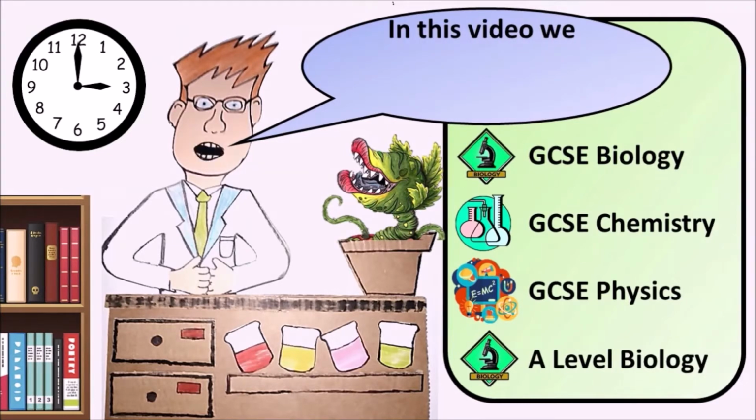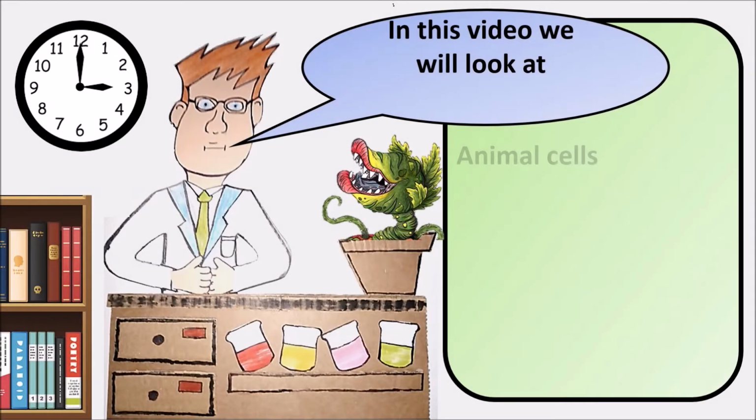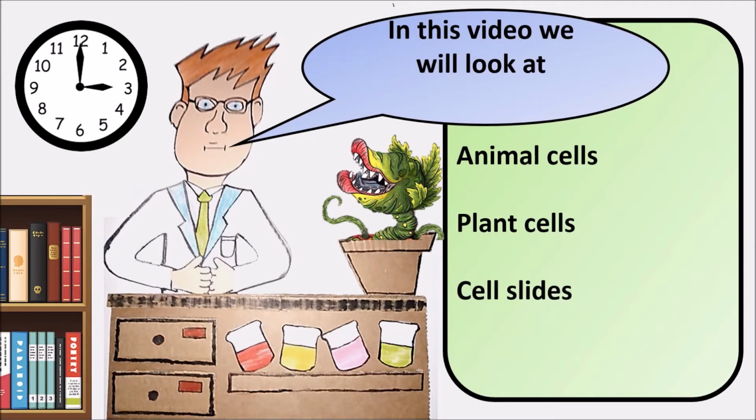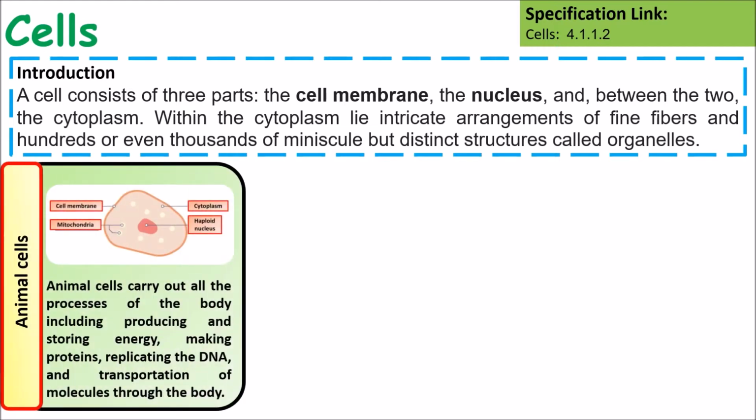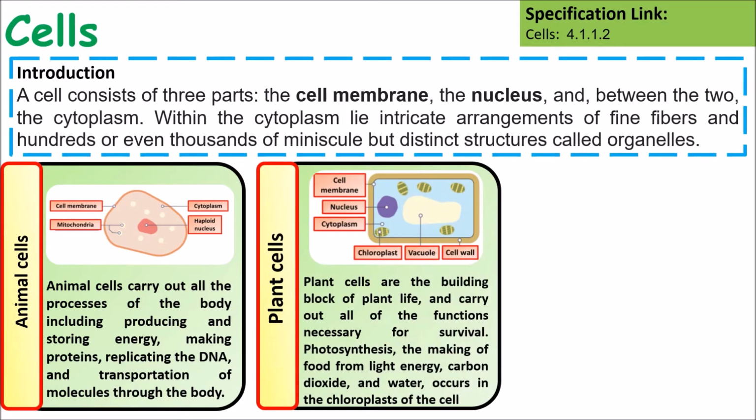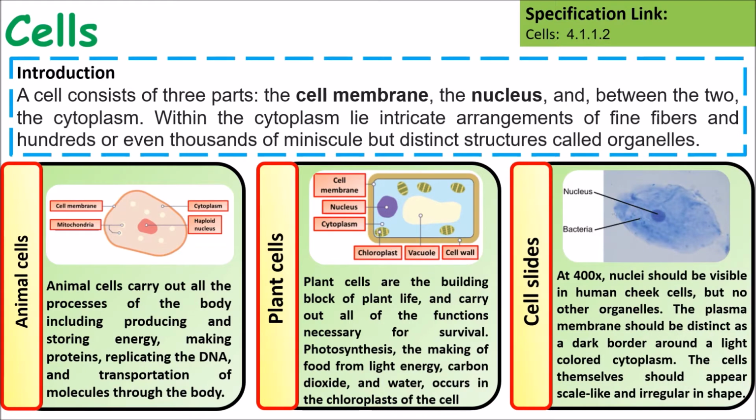In this video, we will look at animal cells, plant cells, and how to make cell slides. A cell consists of a number of different parts, including things like the cell membrane, a nucleus, and cytoplasm. So we're going to look at animal cells and their structures, plant cells and the differences between plant cells and animal cells, and how to make a slide so a cell can be looked at underneath a microscope.